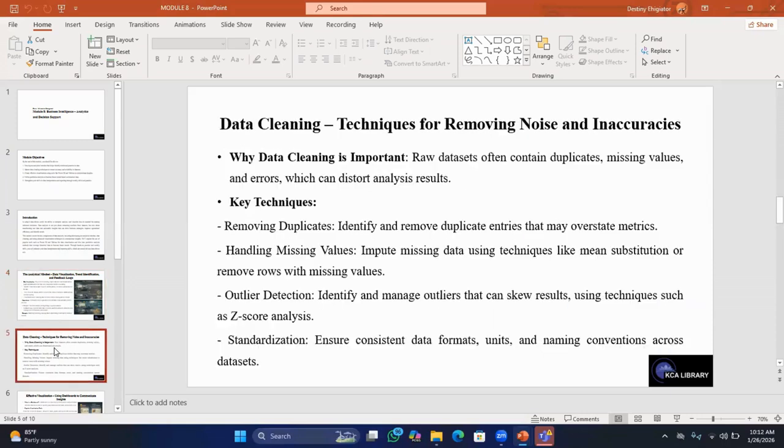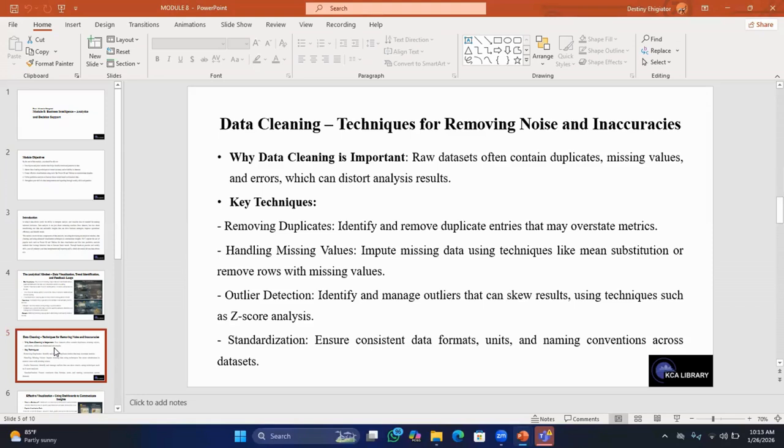And let's look at data cleaning, which is a technique for removing noise and improving accuracy in your data sets. Why is data cleaning important? Raw data sets often contain duplicates, missing values, and errors, which can distort your analysis results.